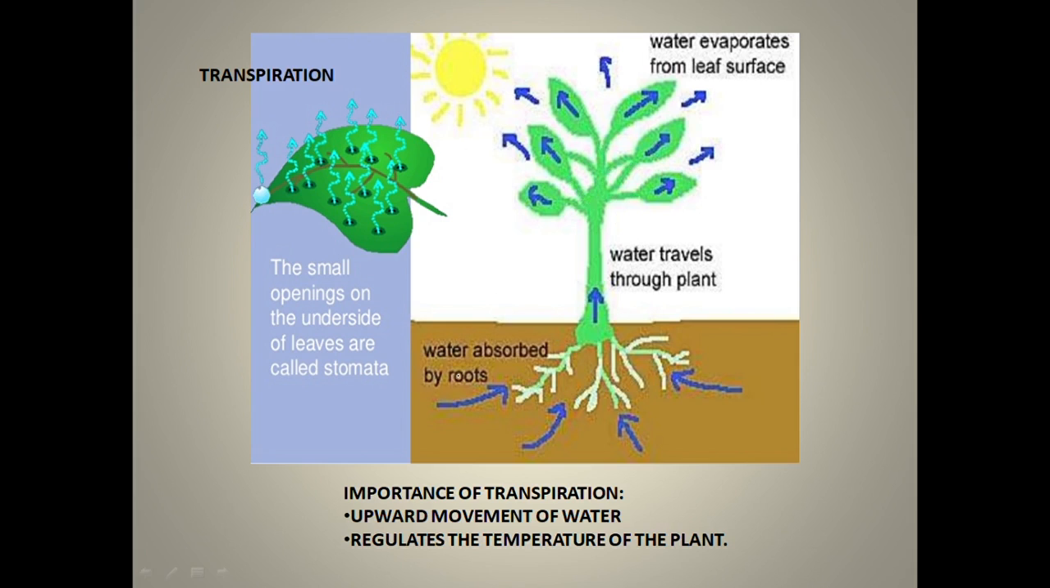Now what happens in a taller plant? In a very tall plant, only this root pressure, or only this concentration difference in the root, will not help in the complete transportation of water. So another process called transpiration is helping. What is transpiration? Transpiration is the evaporation of water from the aerial parts of the plant through the stomata. So water is lost from the aerial parts of the plant through the stomatal opening.